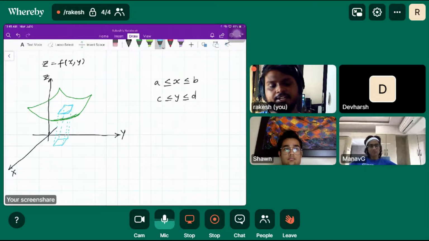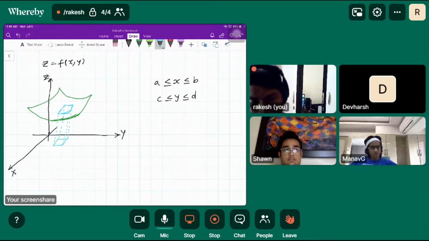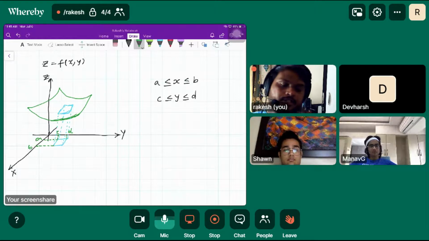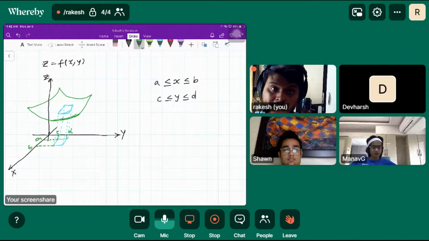Can you understand the diagram here? Basically, you've dropped down like this thing. So basically see, ABCD. Yes, definitely. It's the ABCD of the double integral.